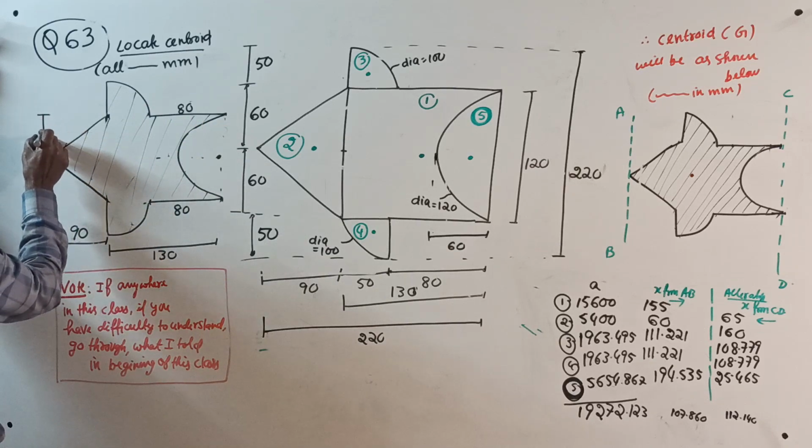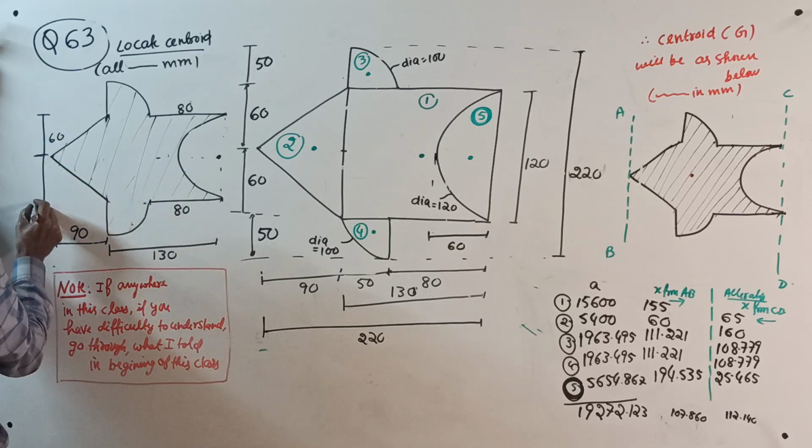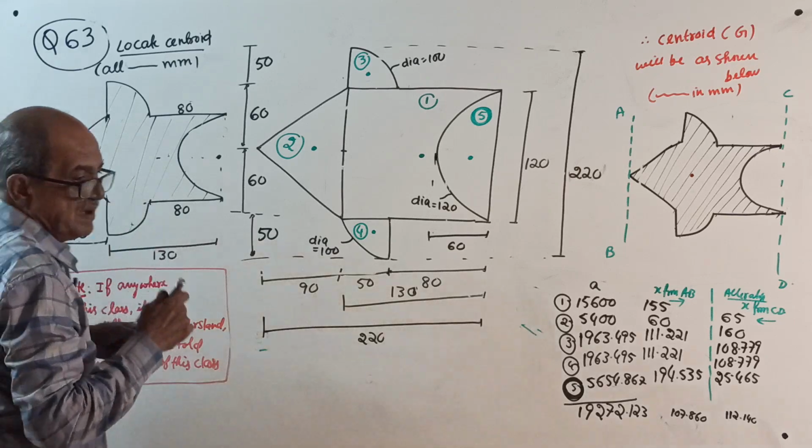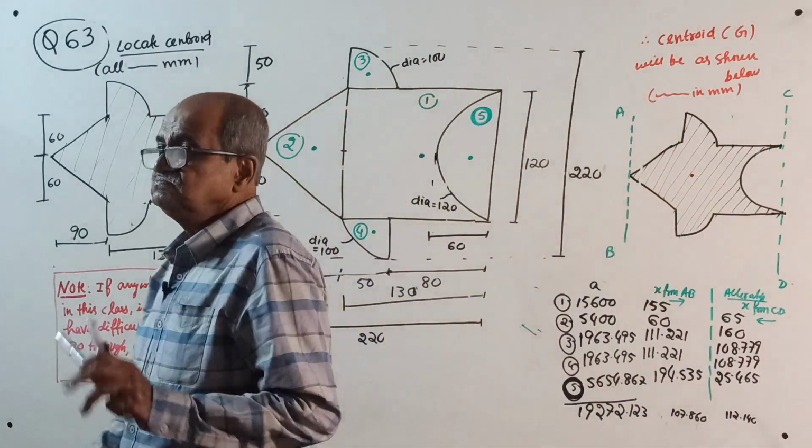Here I will show 60, this also 60. One minute, I will just check the camera. I am coming to the extreme left side. Okay, no problem, plenty of space is there. This is the question given.